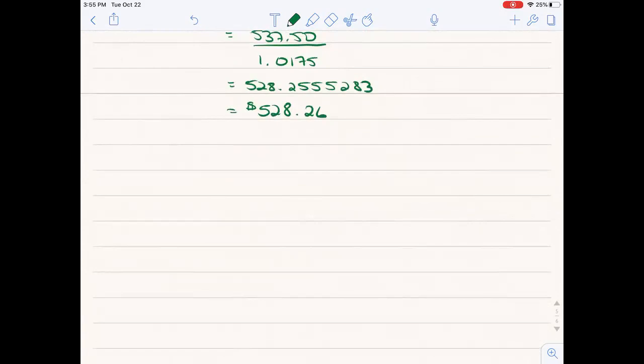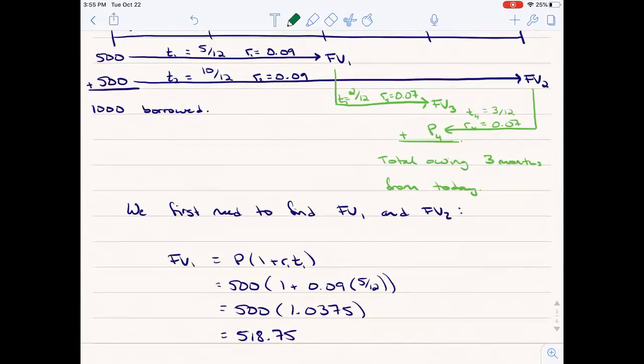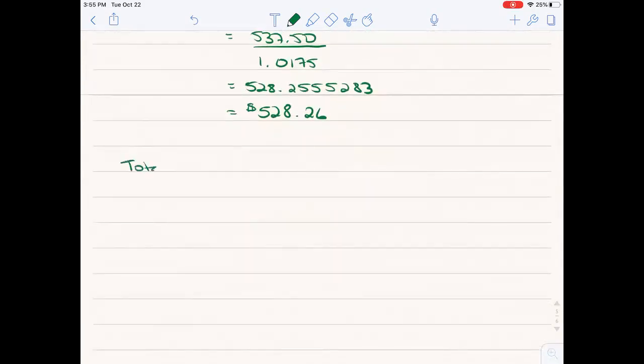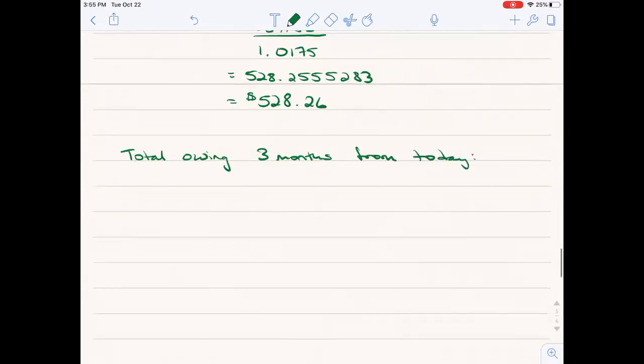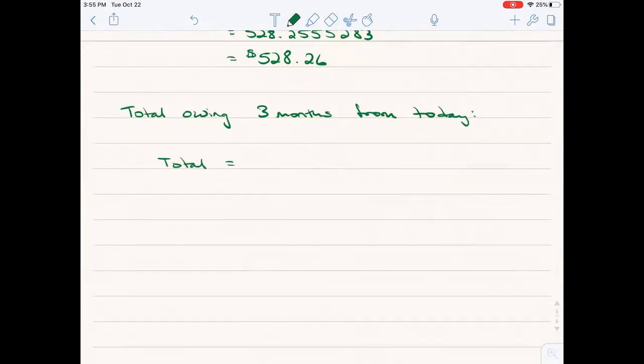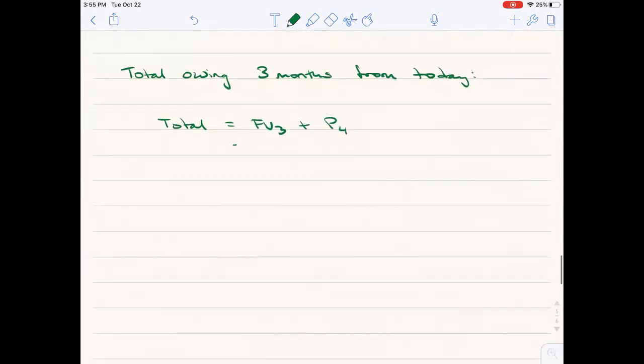So then the total value, the total owing 3 months from today, is future value 3 plus principal 4, which is $524.80 plus $528.26, which is $1,053.06. Oops. In money. Oof.